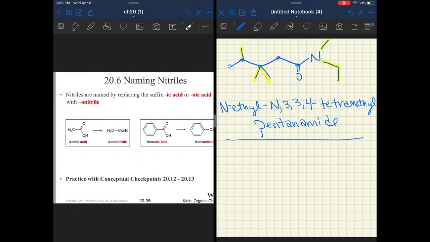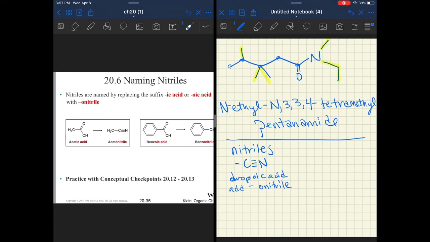The last bit of nomenclature we're going to cover in Chapter 20 is nitriles. Nitriles are carbon triple bonded to a nitrogen. If this is the highest priority functional group, then you are going to drop ic acid. In fact, you're going to drop oic acid because what you're adding is o-nitrile. If you wound up having 2 O's in there, it wouldn't be the end of the world.